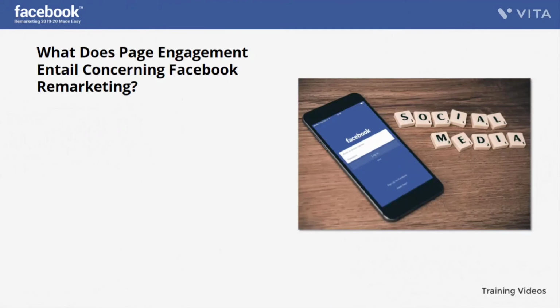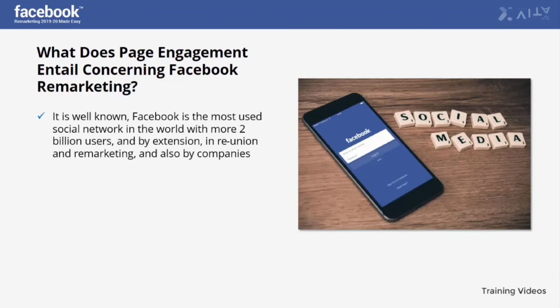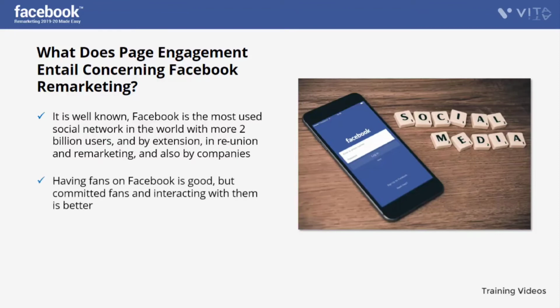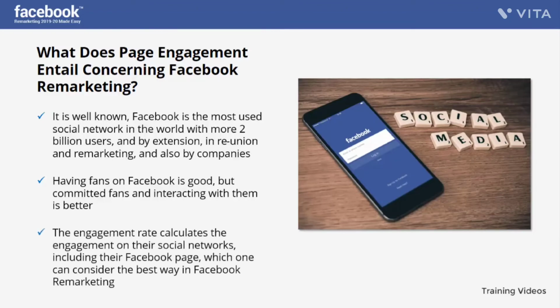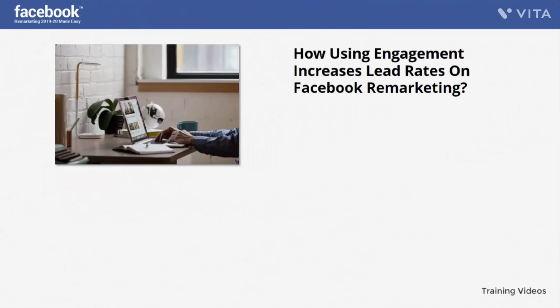What does page engagement entail concerning Facebook remarketing? It is well known Facebook is the most used social network in the world with more than 2 billion users, and by extension, in remarketing, and also by companies. Having fans on Facebook is good, but committed fans and interacting with them is better. The engagement rate calculates the engagement on their social networks, including their Facebook page, which one can consider the best way in Facebook remarketing. How does using engagement increase lead rates on Facebook remarketing?